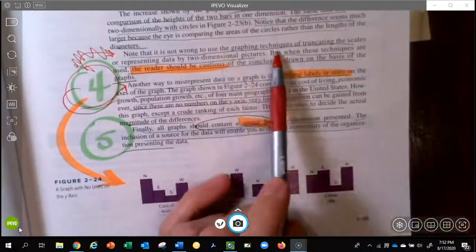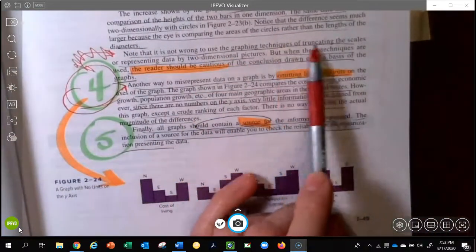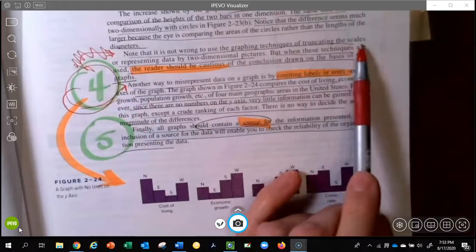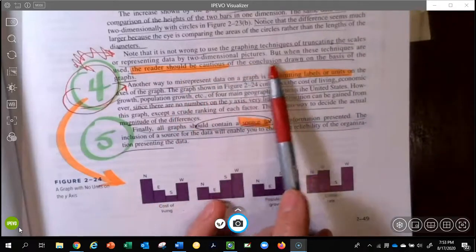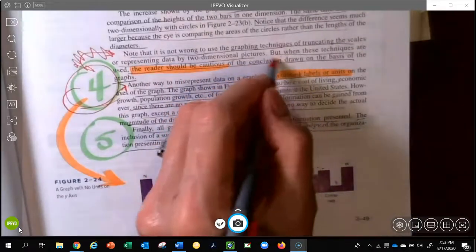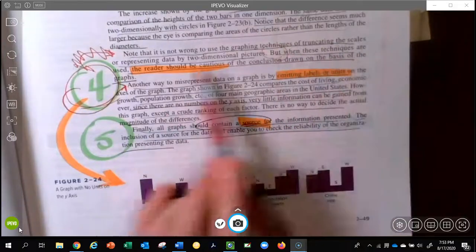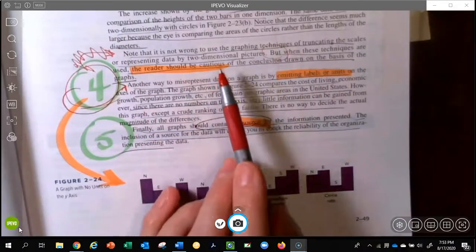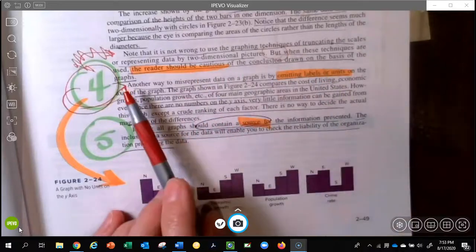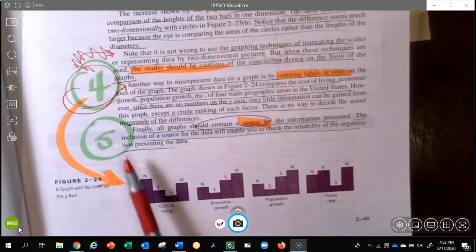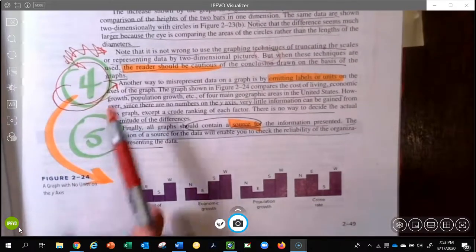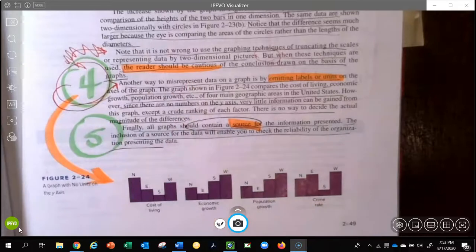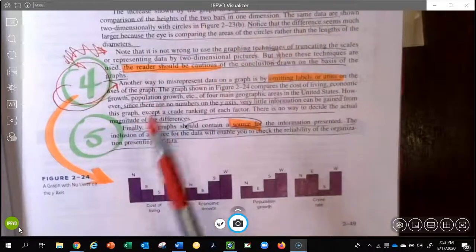Note that it is not wrong to use the graphing techniques of truncating the scales, like we already mentioned on the y-axis, or representing the data by two-dimensional pictures, but we're using lots of buts and lots of howevers. When these techniques are used, the reader should be cautious of the conclusions that you draw on the basis of the graphs. And so now we're looking at number 4. We've got an arrow drawn down here to the bottom, another way to misrepresent.